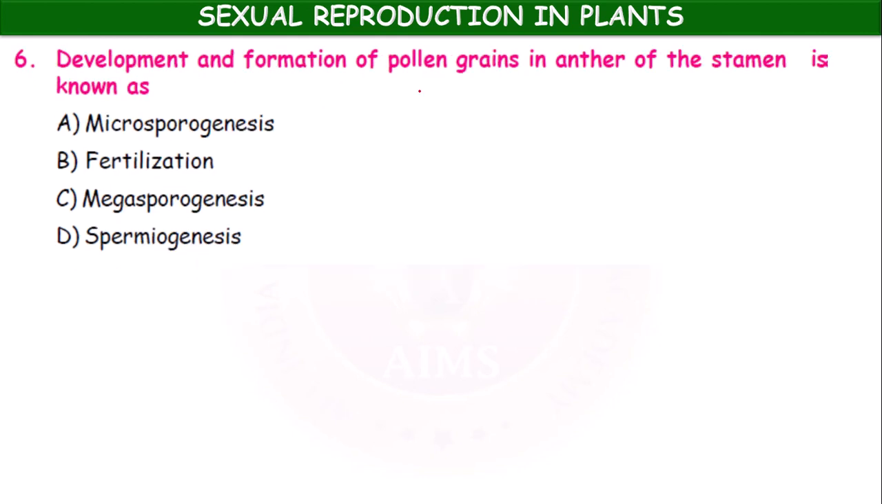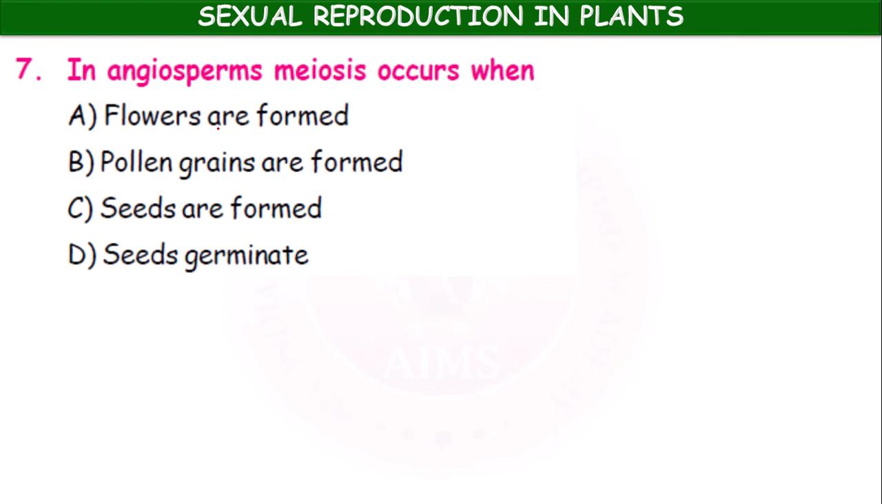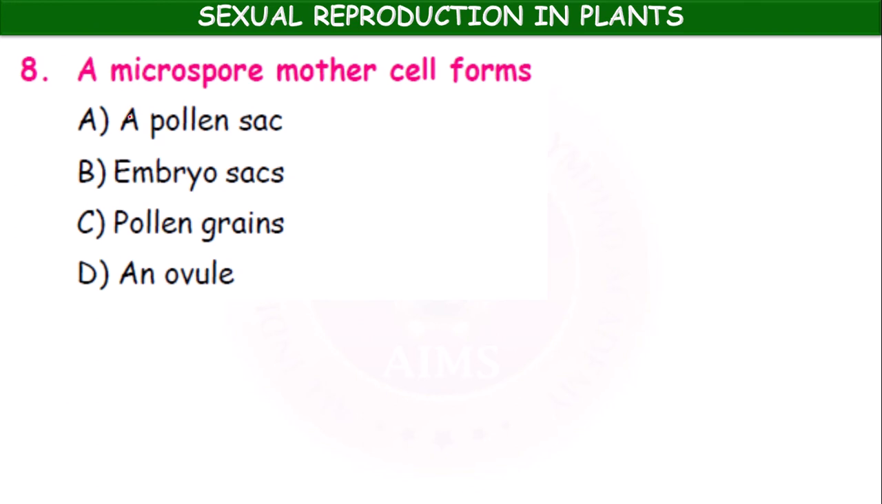Development and formation of pollen grains in anther of the stamen is known as microsporogenesis, fertilization, megasporogenesis, spermiogenesis. It is microsporogenesis. In angiosperms, meiosis occurs when flowers are formed, pollen grains are formed, seeds are formed, seeds germinate. It is when pollen grains are formed. Okay? Meiosis occurs when pollen grains are formed. A microspore mother cell MMC forms a pollen sac, embryo sac, pollen grain and ovule. Microspore mother cell forms pollen grains.